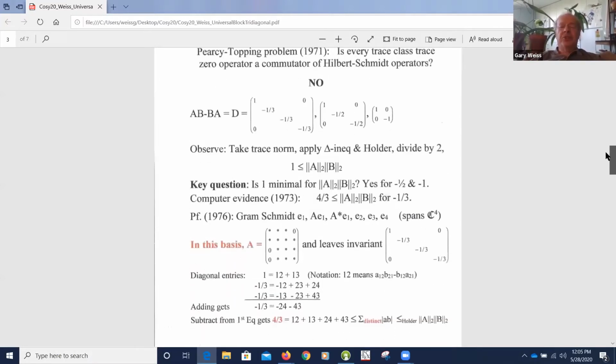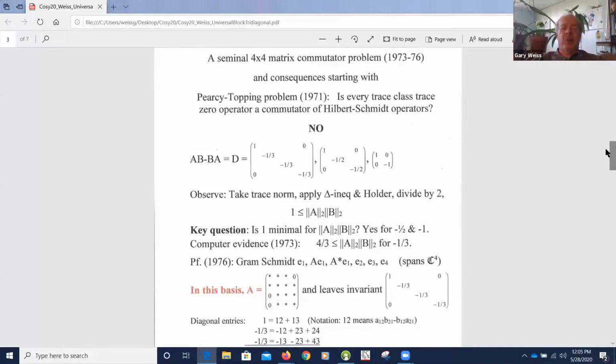Anyway, there were two sets of problems that interested me. That one and the Hilbert-Schmidt version. Is every trace class operator with zero trace a commutator of Hilbert-Schmidt operators? And after a year's work, these became seminal questions. Could you solve this commutator equation with these three operators? The first two are easy, but non-trivial a little bit. And the third one lasted for 3 years. And this is what happened.